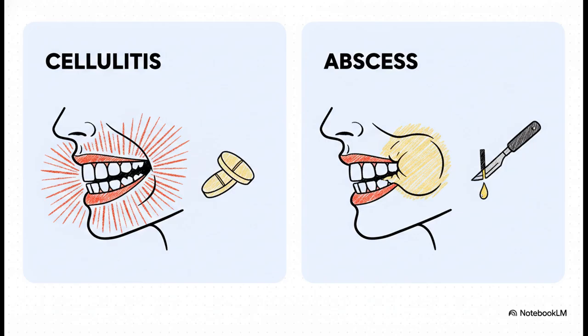Think of cellulitis as a diffuse, firm, kind of doughy swelling. For that, the answer is antibiotics and, of course, removing the source. But an abscess, that's a whole different animal. It's localized, it's walled off, and it's fluctuant, that boggy feeling. For an abscess, the number one priority is incision and drainage.